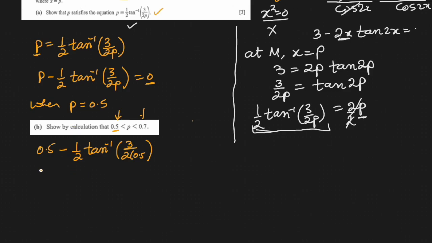Okay, it will give me some value which I'll find out together with the other one, and when p is equal to 0.7, so it will become 0.7 minus half tan inverse 3 divided by 2 times 0.7 equal to.